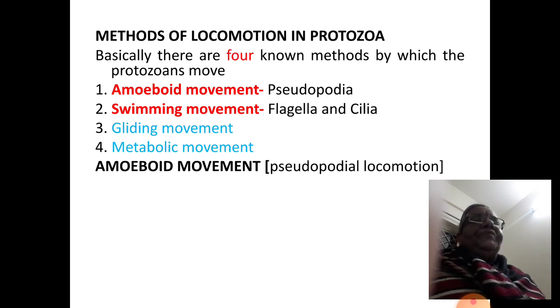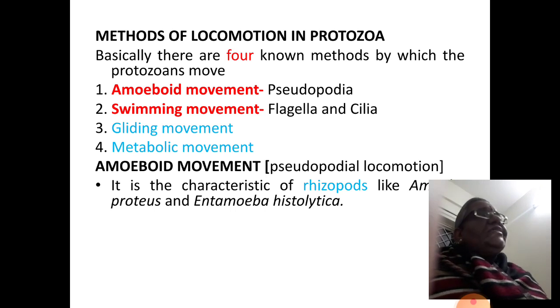The other two you are not learning as per your syllabus, but you should know that there are other modes of locomotion. In the study material, I have given some details about these two types also. Now, in this class, we shall try to understand the amoeboid movement or pseudopodial locomotion.